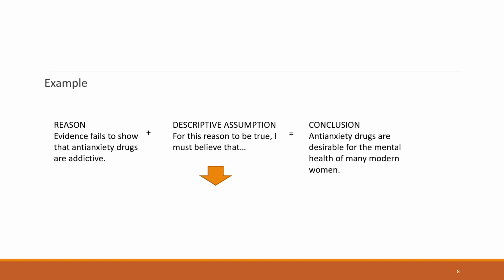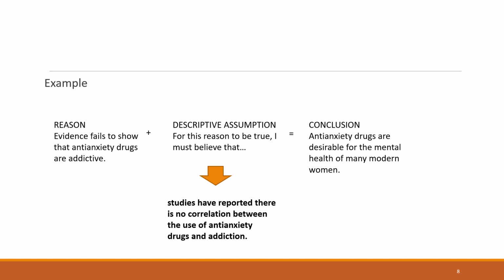So if the author is talking about evidence, then that means that there is some kind of study that has been done, okay? So again, the reason says evidence fails to show that anti-anxiety drugs are addictive. So for this reason to be true, what must I believe about studies that have been done? I must believe that studies have reported there is no correlation between the use of anti-anxiety drugs and addiction. And because there's no correlation, okay, then the conclusion is that anti-anxiety drugs are desirable or preferable for the mental health of many modern women.